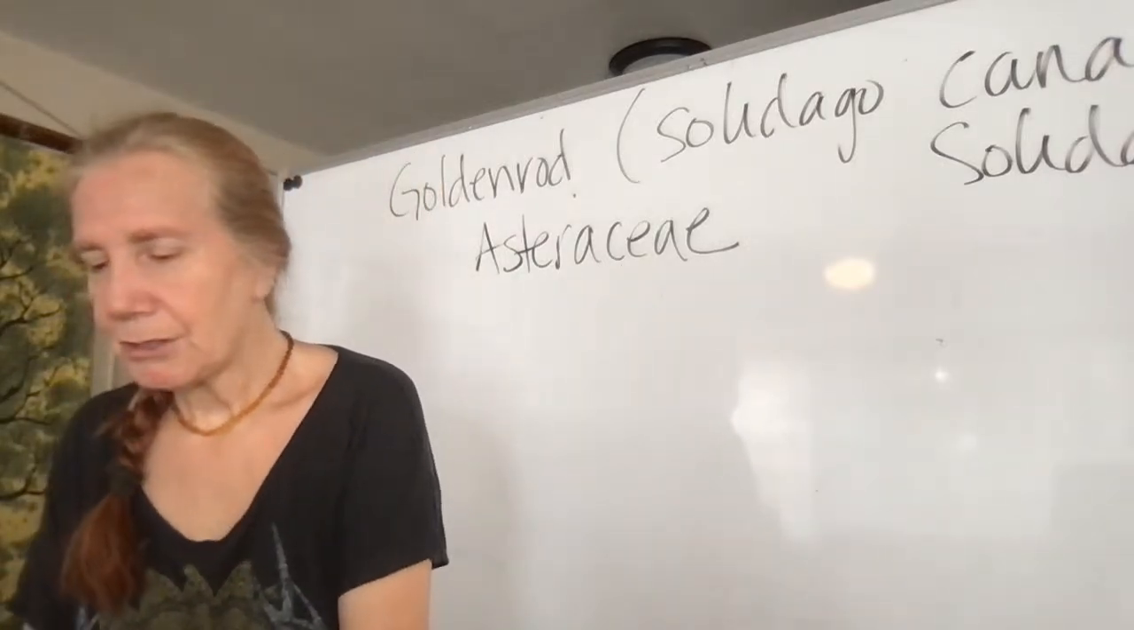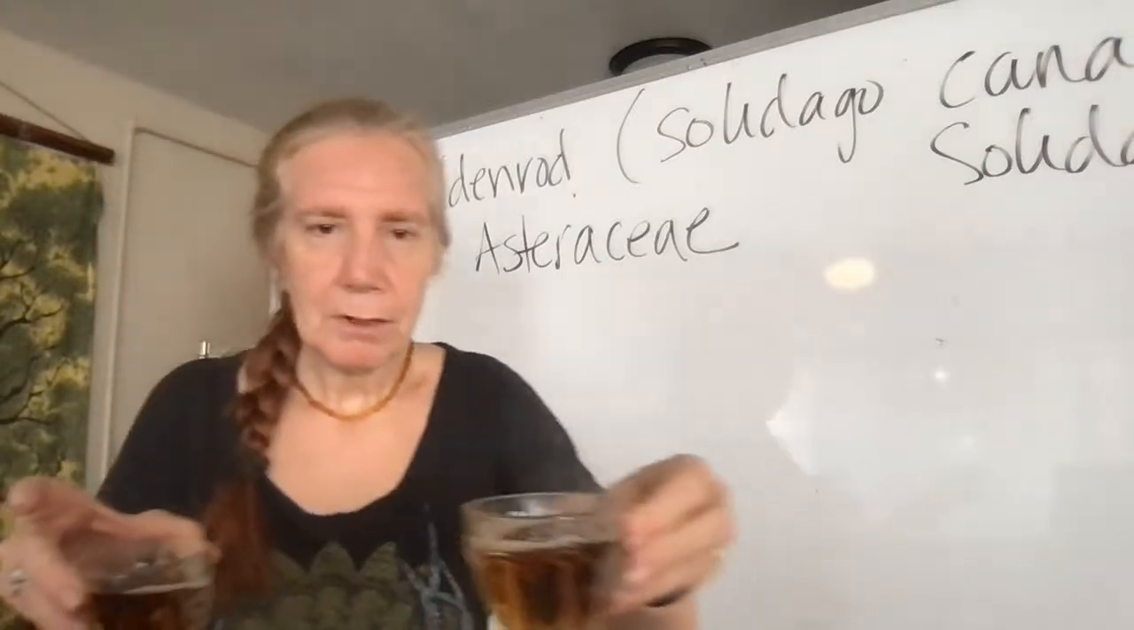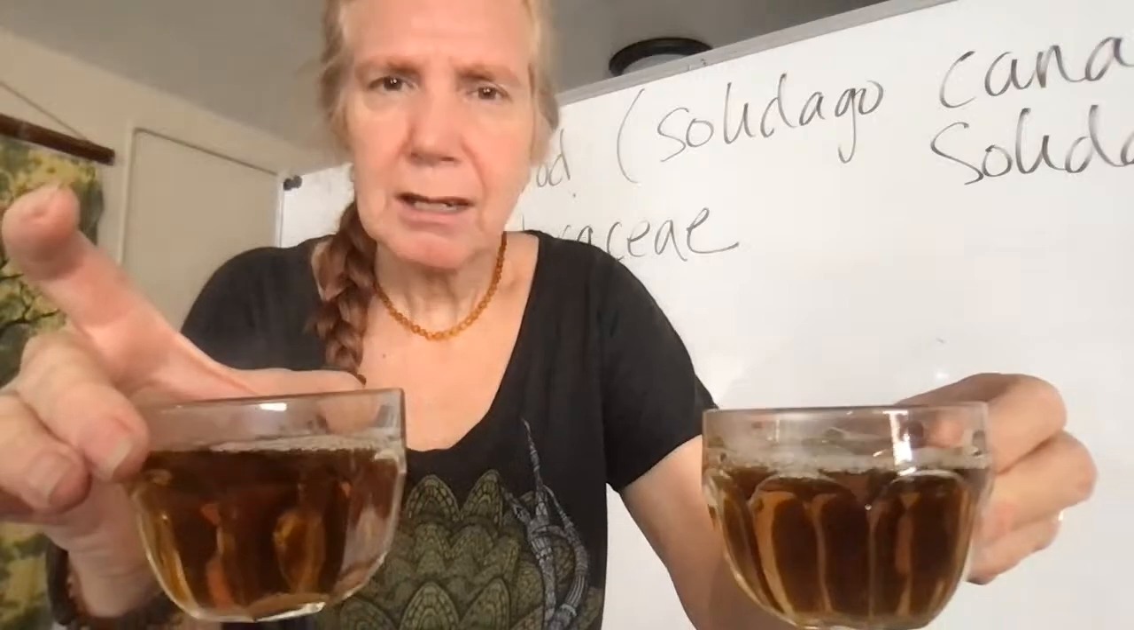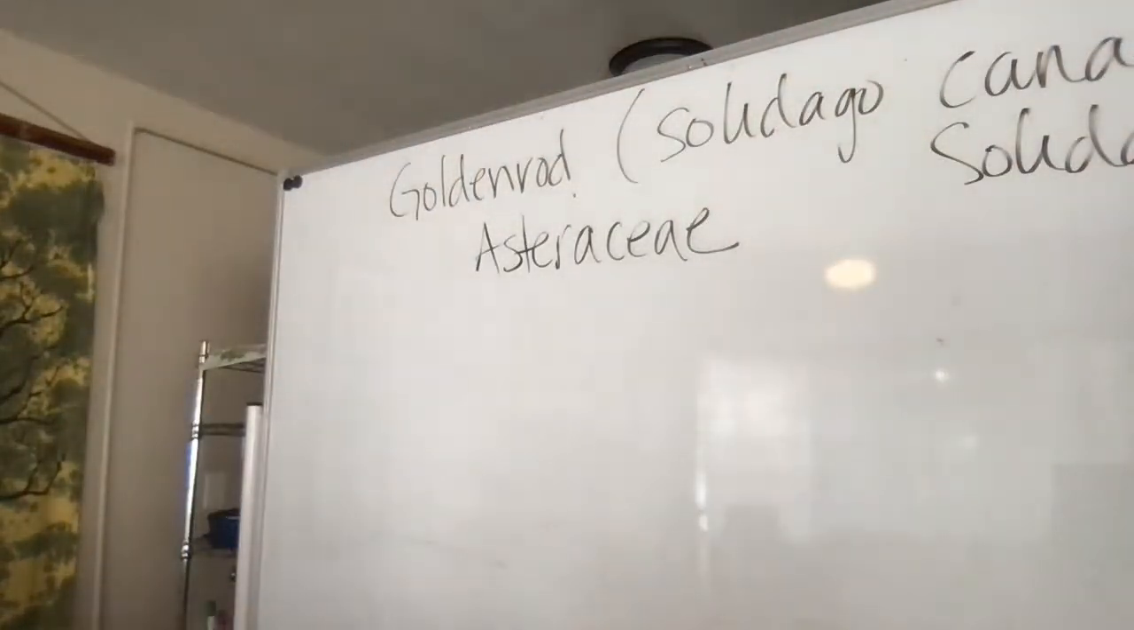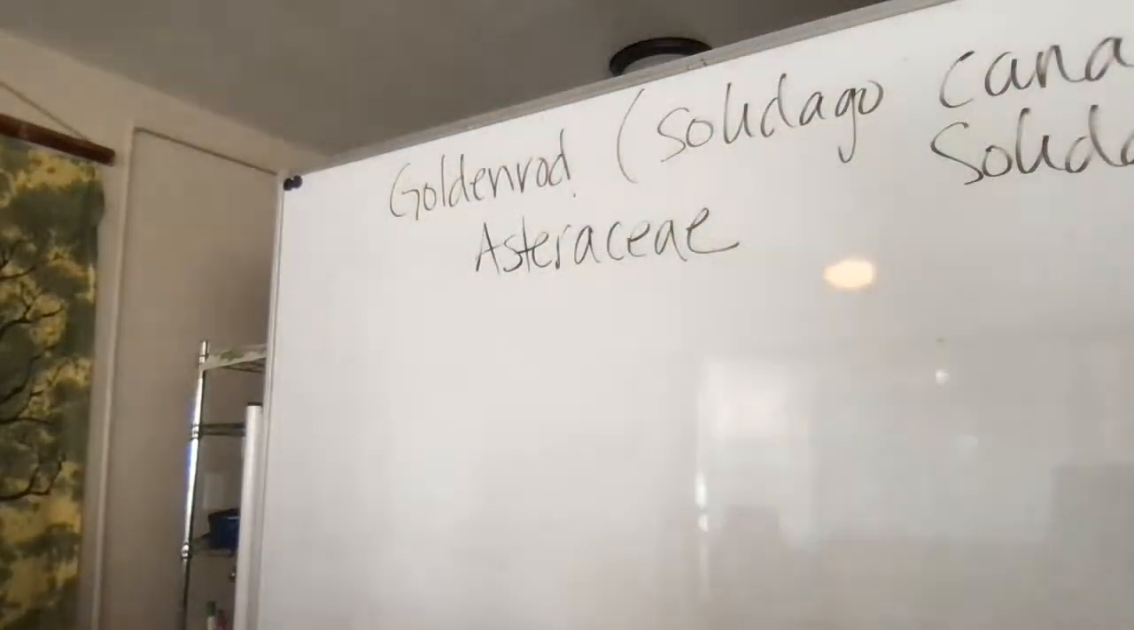So I want to show you actually right here while I've got this poured. I'm going to put this in a cup so you can see it a little bit more clearly. I want you to see those persistent bubbles there. Those persistent bubbles show some of the interesting chemistry of the goldenrod.